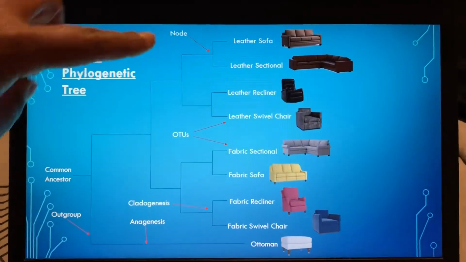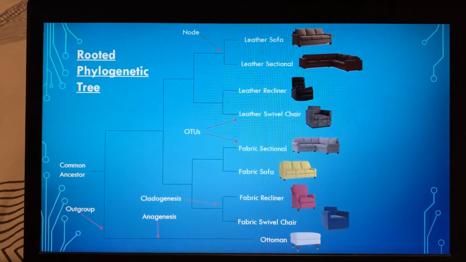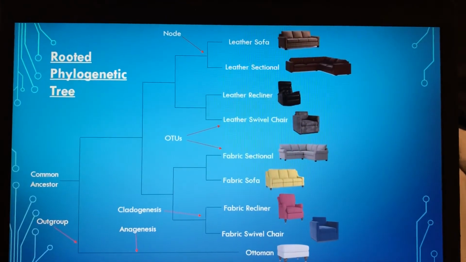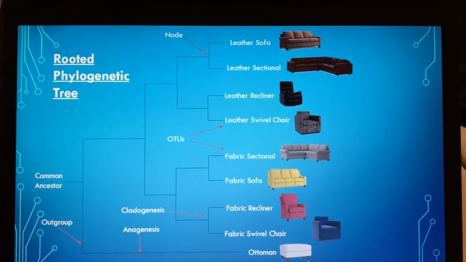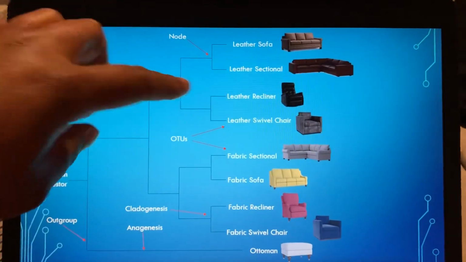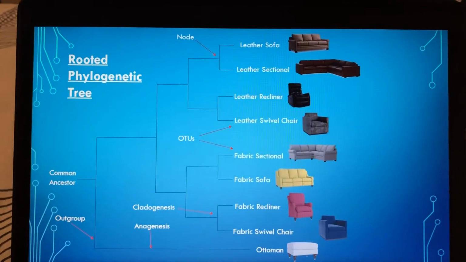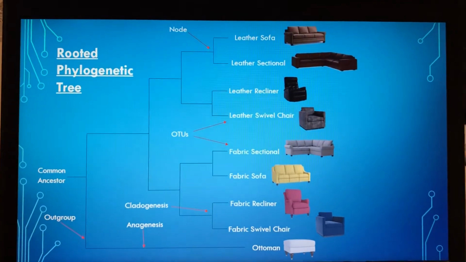And then the sofa and the sectional will be the closest related because they're multiple sections put together as a way to sit. And then the recliner and the swivel chair would be the closest by themselves as well because they're one area to sit in, and the only difference really is that one can move and one cannot, one's stationary.